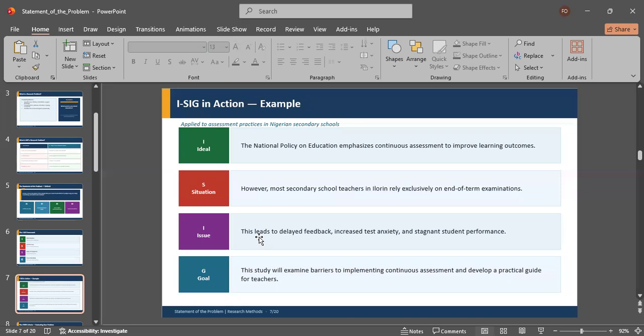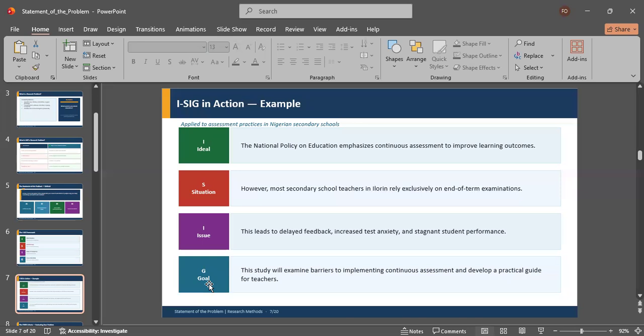Now let's proceed. So you are examining the barriers to implementing continuous assessment. The reason why they are not implementing it, you want to examine it, right? Now you want to develop a practical guide for teachers so that they can implement proper continuous assessment. You can see that's a justifiable research, right? So that means you want to take them back to the ideal, which is the I. That's why I call it the ISIG model. You want to take them back to the ideal so that they can follow what the policy says, because the policy says there should be continuous assessment to improve learning outcome. And while you are teaching, you are supposed to improve the learning outcome. So if you are not improving your learning outcome, you are not actually meeting your target as a teacher.